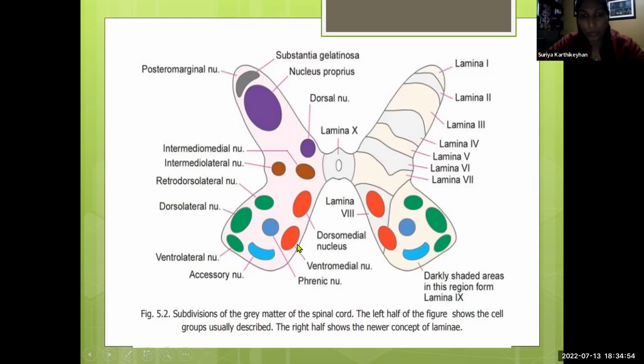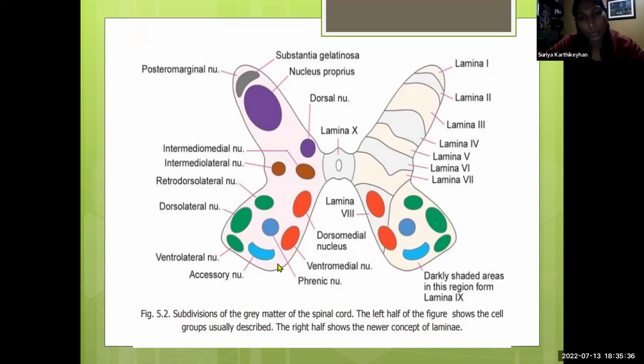So the medial group of nuclei includes the ventromedial nucleus. We have the ventromedial nucleus here, and then the dorsomedial nucleus. The medial group occupying the anterior gray column is subdivided into the ventromedial nucleus and the dorsomedial nucleus here. The central group occupying the anterior gray horn is subdivided into the phrenic nerve nucleus and accessory nerve nucleus. And then on the lateral aspect, we have all the lateral nuclei, that is the ventrolateral, dorsolateral, and retrodorsolateral nucleus.